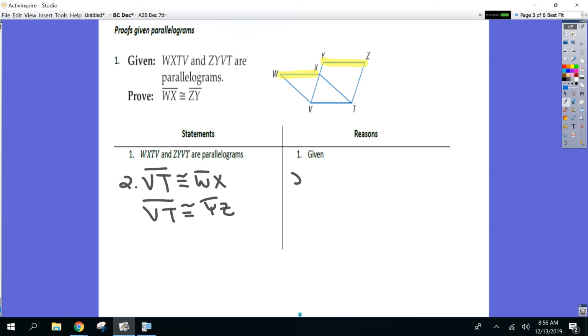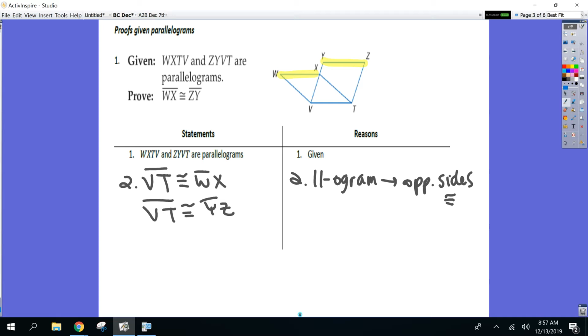Based on the work we did yesterday, what do you think I'm going to have you write in for a reason here? Kevin, go. It needs to be a what first, though? Parallelogram implies opposite sides congruent. Everybody good there? So, okay, you used something new there.